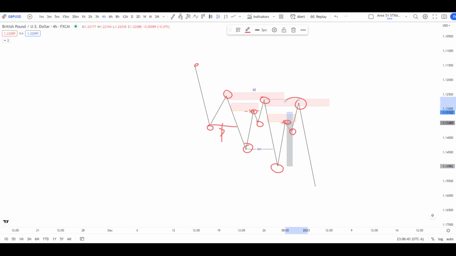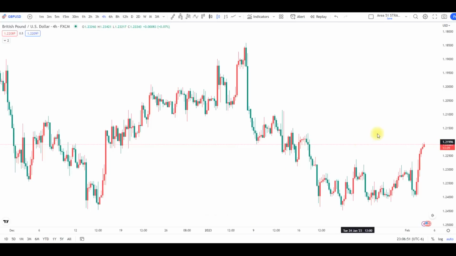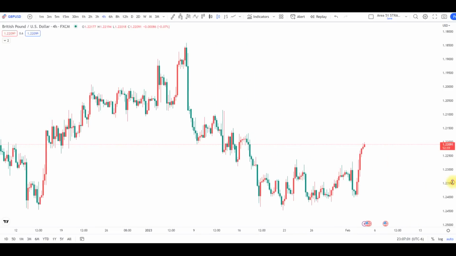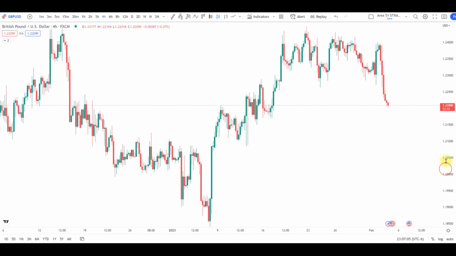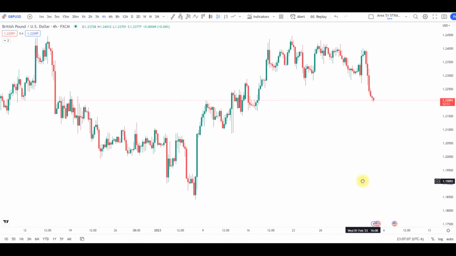demand zones. So now that we see this on the illustration, let's go to the real chart and see how it looks on the chart. Okay, let me clean this up. All right, I'm going to be analyzing on GBP USD using the TradingView platform. All right, here we are. Let me fix this. All right, I didn't know that I inverted the chart.